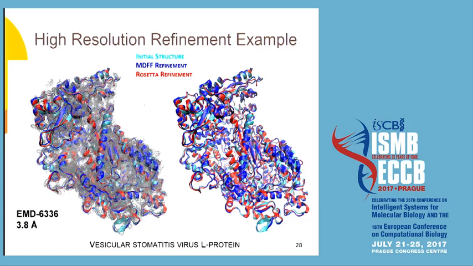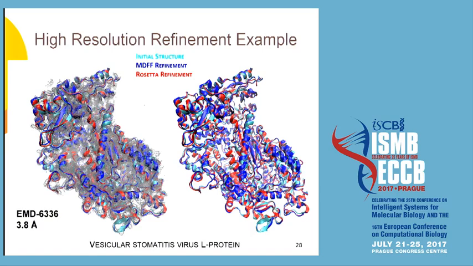First, let's see how the refined structure looks. This is an example of a relatively high resolution EM map, determined at 3.8 angstrom. This is a virus L protein. The initial structure deposited by the authors is in cyan. Blue is the result of the MDFF refinement, and red is the Rosetta refinement.